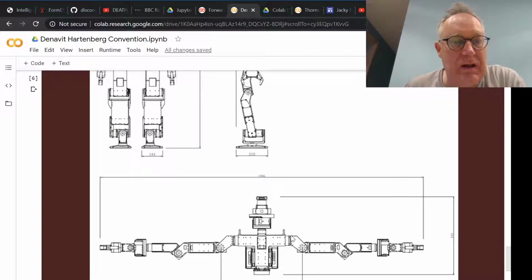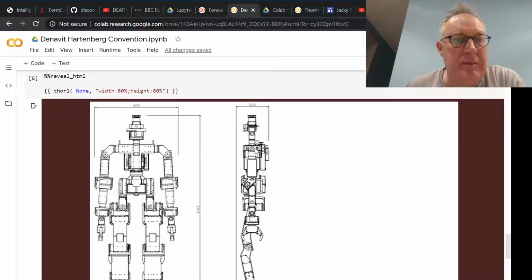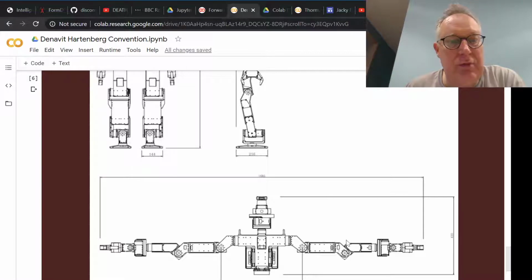This joint here, the shoulder joint, the axis of actuation would be coming out of the paper or going into the paper. Here it's pointing to the right or to the left. Right. Here we're going out of the paper. Here the axis of actuation would be going up and down.